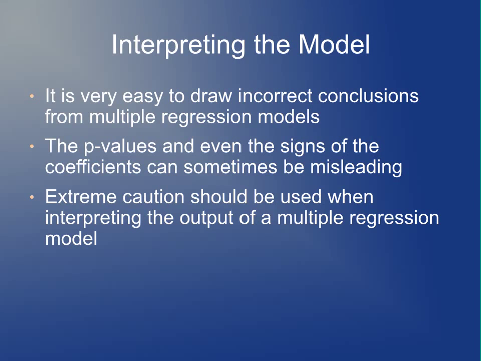And so fitting a multiple regression model is easy enough. Interpreting a multiple regression model is much harder, and it's easy to make mistakes. And I'm going to spend most of the rest of this lecture describing things that can go wrong and all the things that you need to be careful with when interpreting a multiple regression model. In particular, the p-values and even the signs of the coefficients can sometimes be misleading, so you have to be very careful when you interpret these multiple regression models and know what everything means.